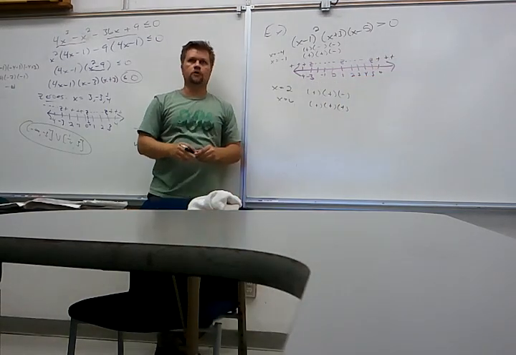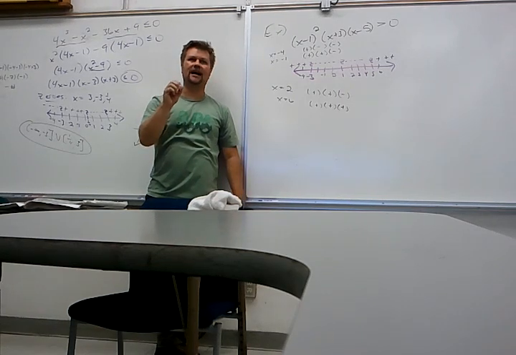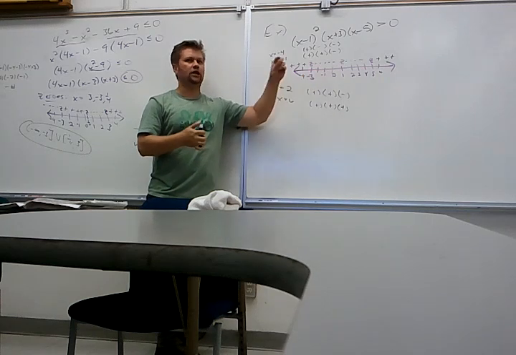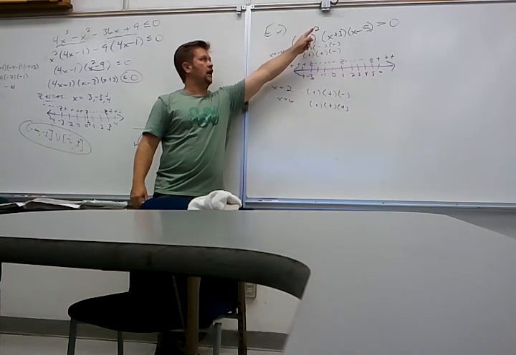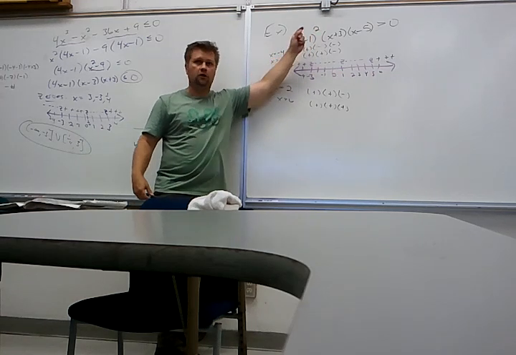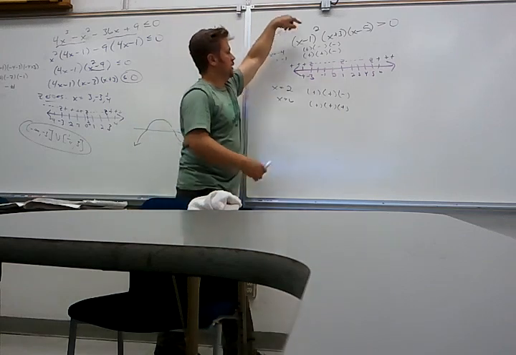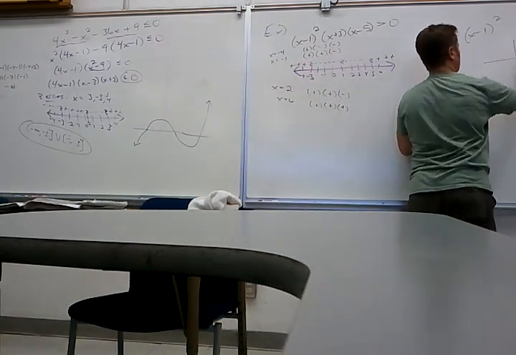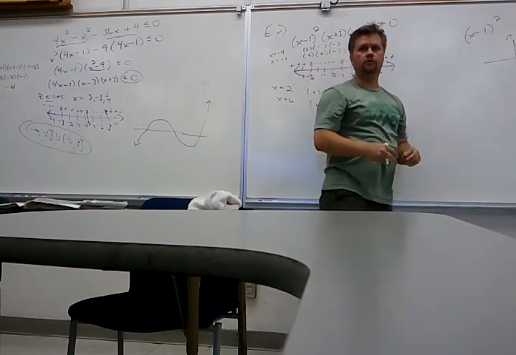Cool. Do you notice specifically the 0 that it did not change sign around? Which 0 did it not change sign around? 1. What was special about that 1? It came from a squared piece, right? Because what would x minus 1 squared do? Some guys might realize it would go like this. Would it change sign? No, it doesn't go through, right?